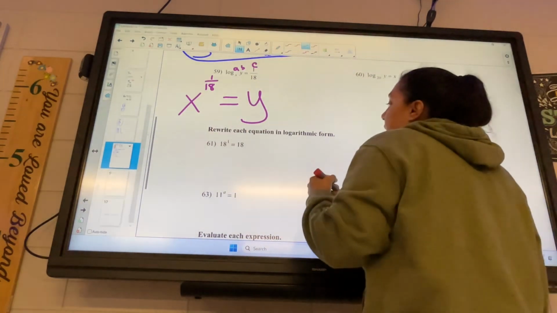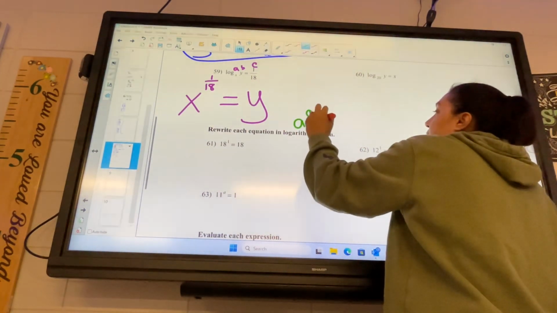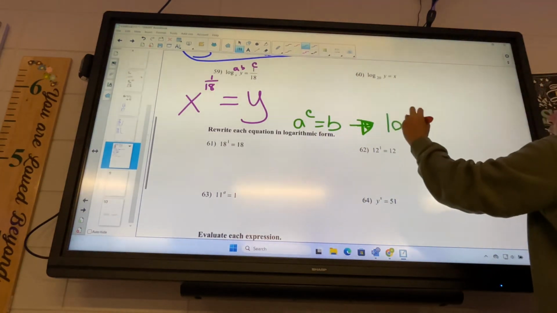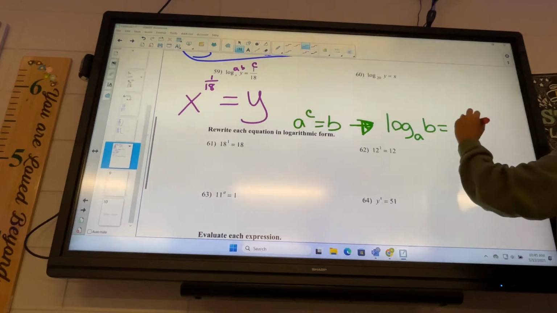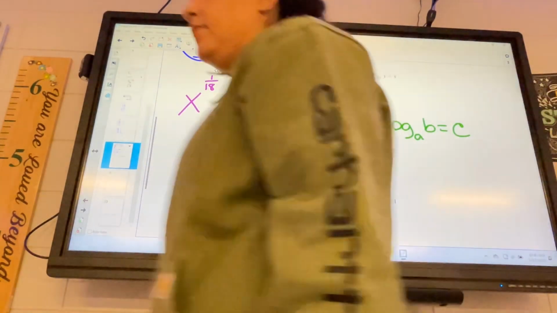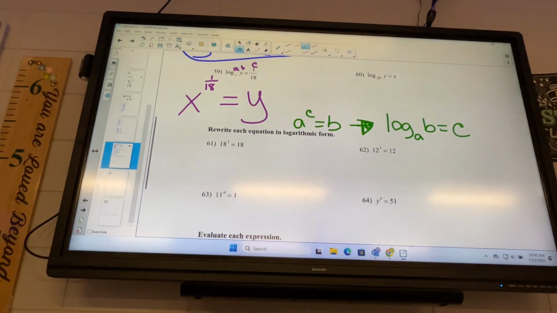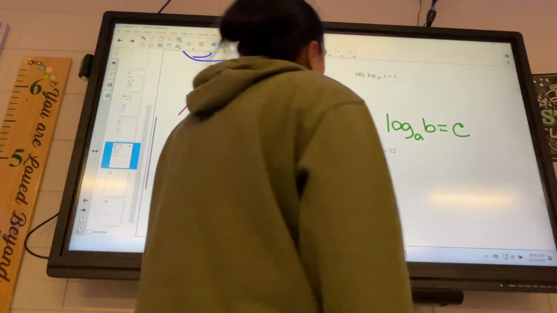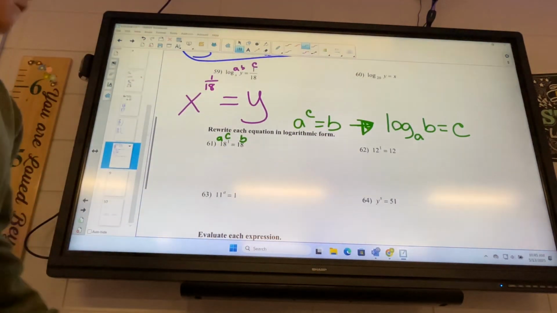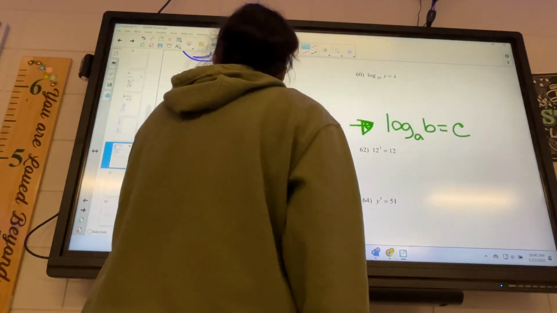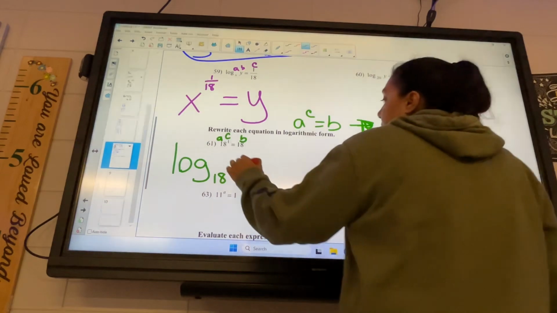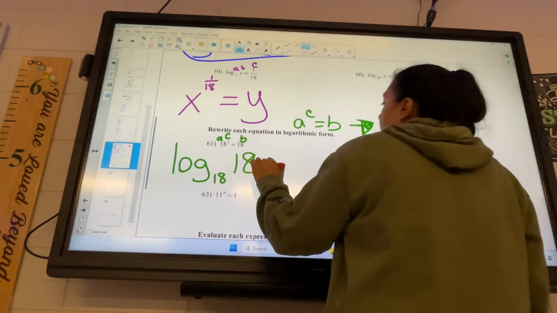Okay, this one is kind of the exact opposite. So we've got A to the C equals B. We need to turn it into this form, log base A of B equals C. So we're just doing the exact opposite. This is my A, this is my C, and this is my B. So we're going to say log base A, which is 18, of B, what's my B? 1, equals my C.